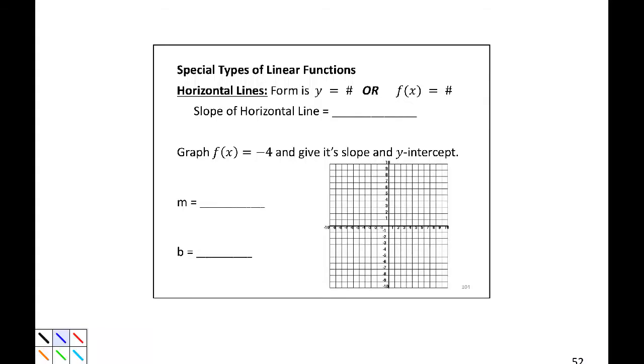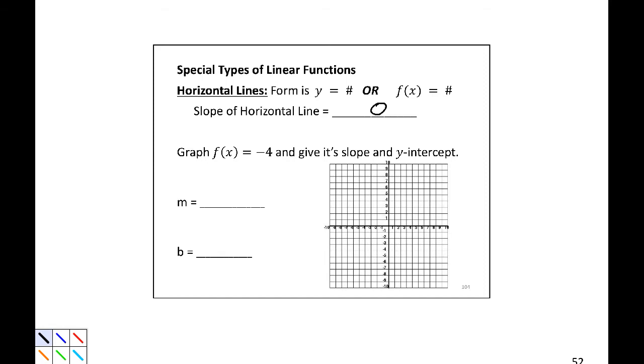Let's discuss some special types of linear functions. We have two. Horizontal lines, which are of the form y equals a constant, or f of x equals a constant. The slope of a horizontal line, as we have already covered, is equal to 0.